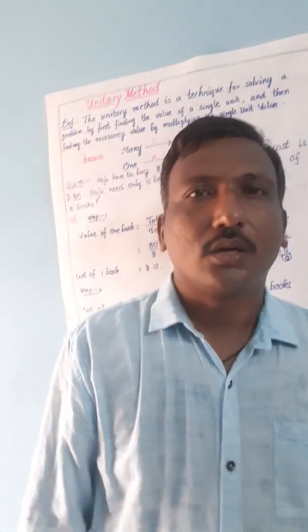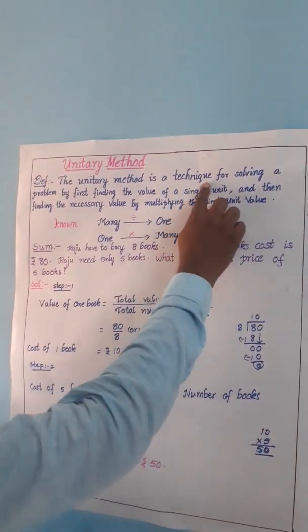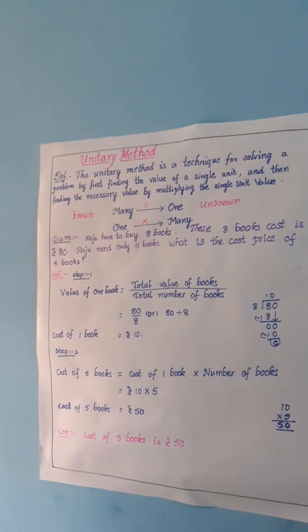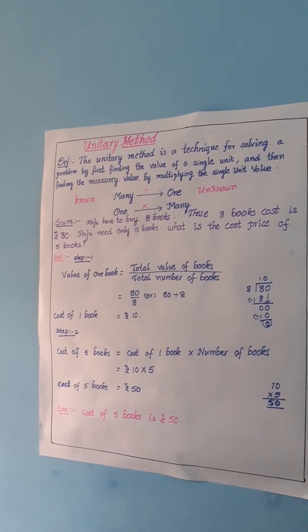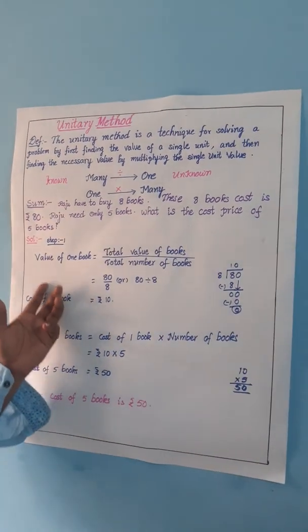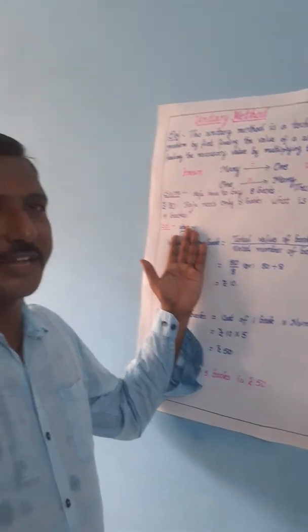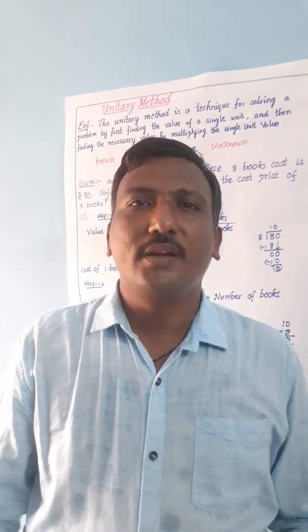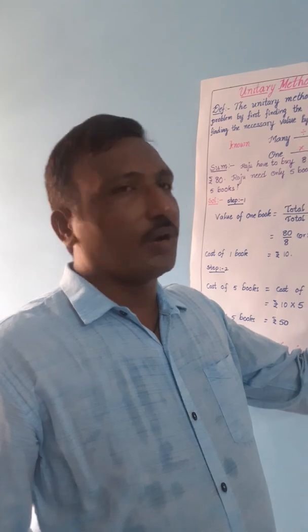So here, conclusion. The unitary method is a technique for solving a problem by first finding the value of a single unit and then finding the necessary value by multiplying the single unit. Here, known to unknown. Here also we know only the cost price of 8 books is 80, and then we find one value. From that one we find the necessary value, the necessary articles we want.